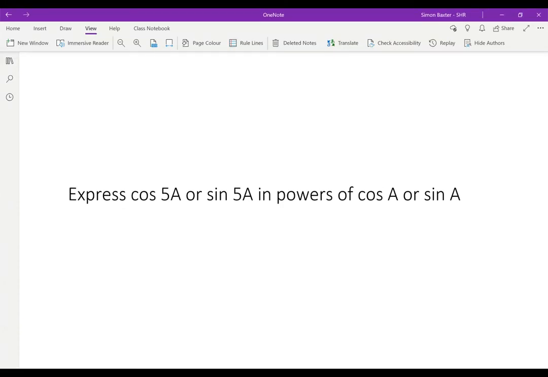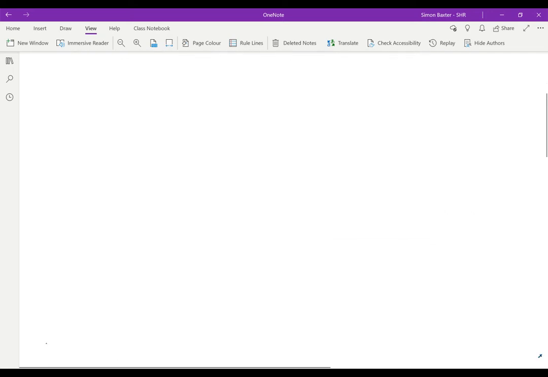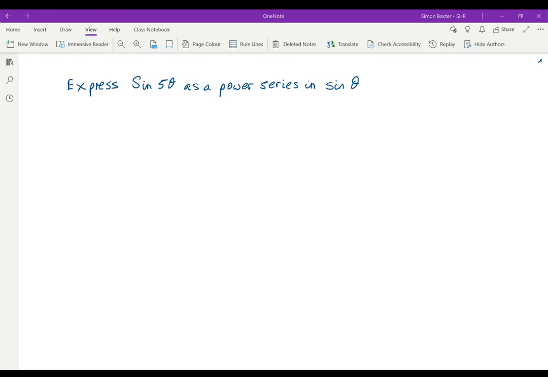We can use de Moivre's theorem to write cos 5a or sine 5a in powers of cos a or sine a, or sometimes a mixture of the two. Let's see how we do this with an example. If we start with sine 5 theta, and we want to write this as a power series in sine theta, the first thing that we remember is de Moivre's theorem.